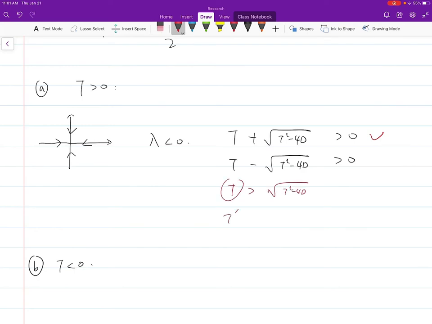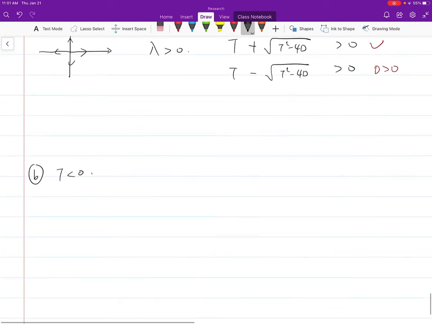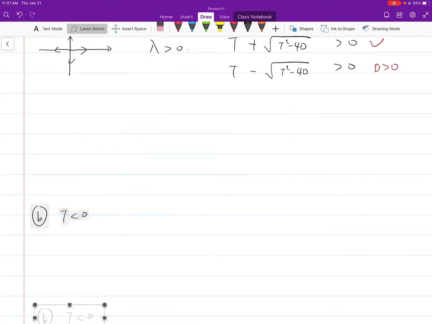From here you can see this is t squared if you square it. This, if you square it, is going to be t squared minus 4d. So in order for this to happen, you just need to require d is bigger than 0. As long as d is positive, t squared minus 4d is going to be less than t squared. This will work. That's exactly the source case.